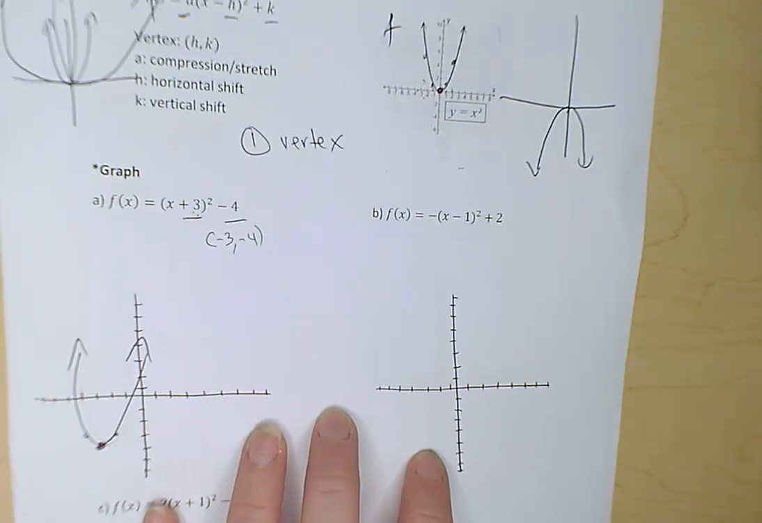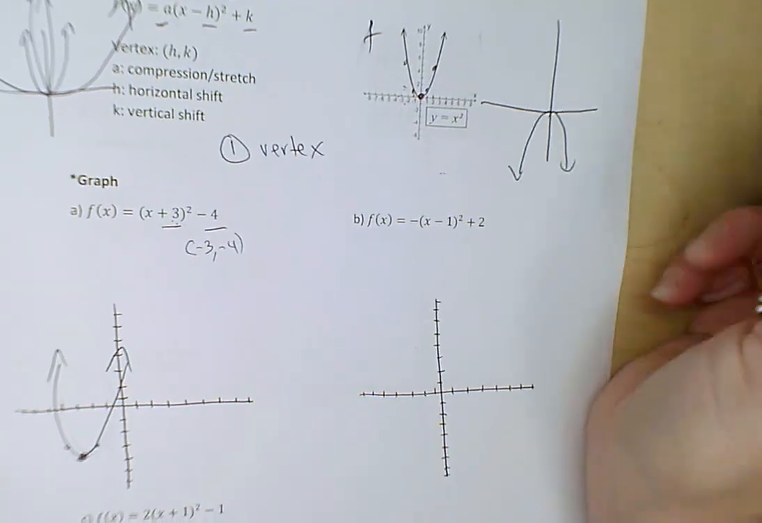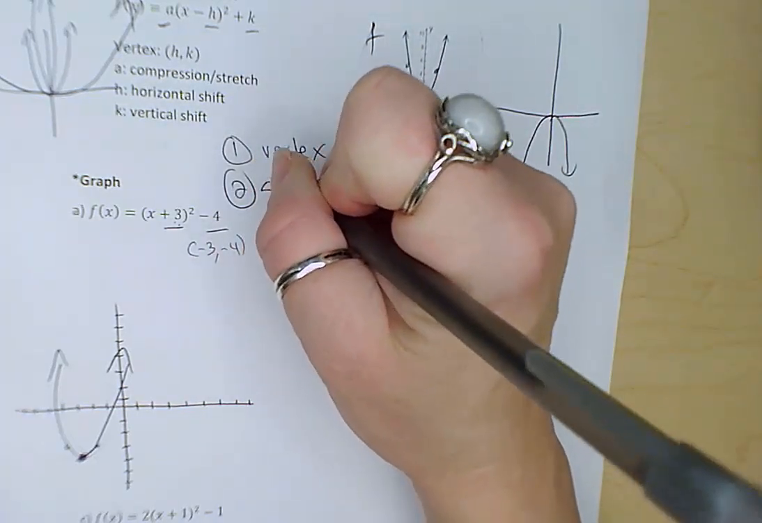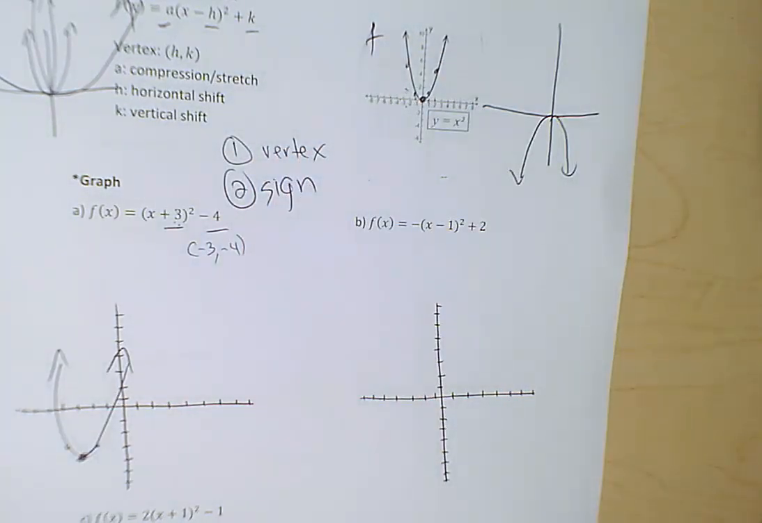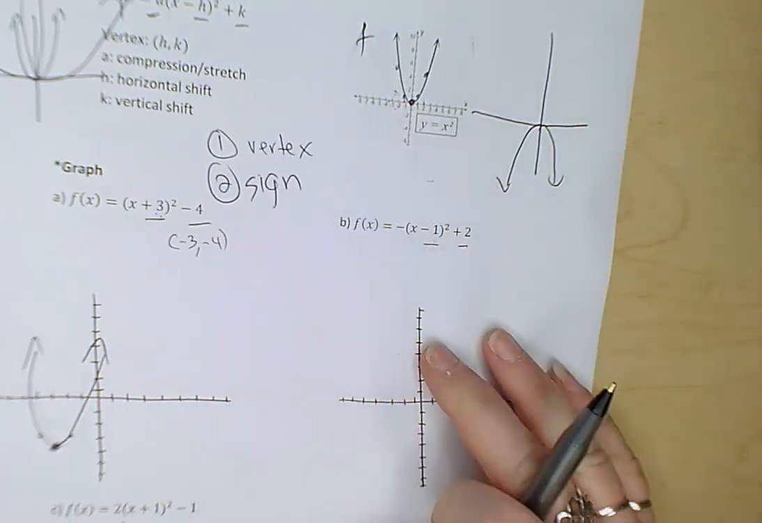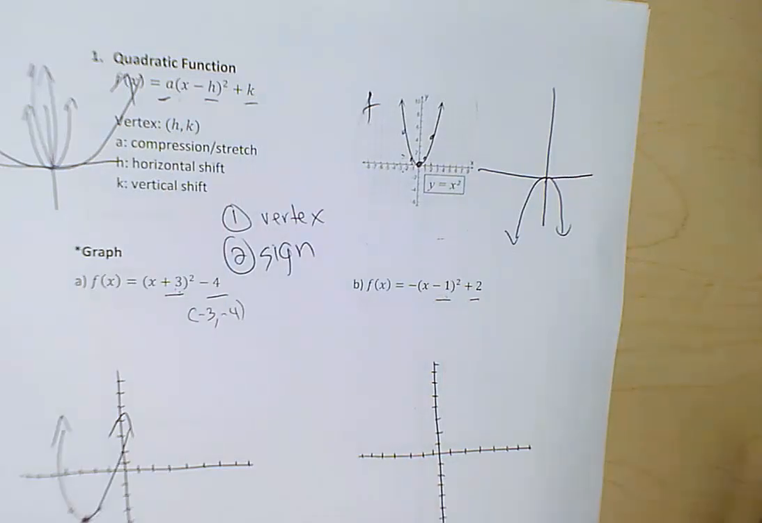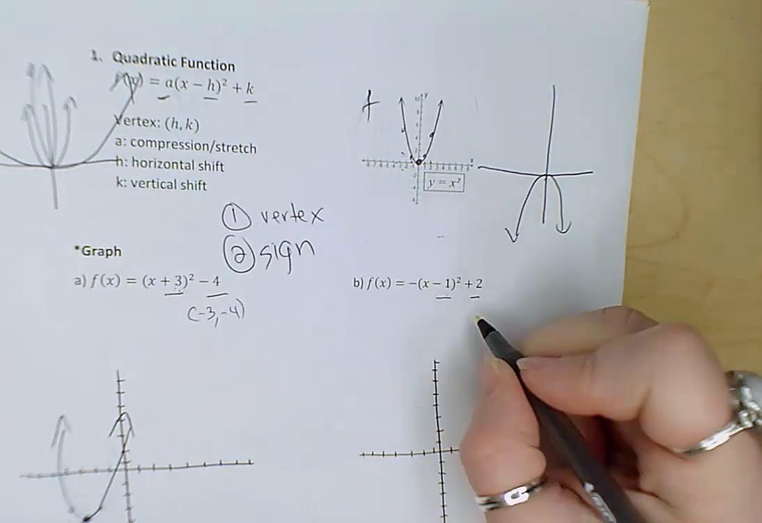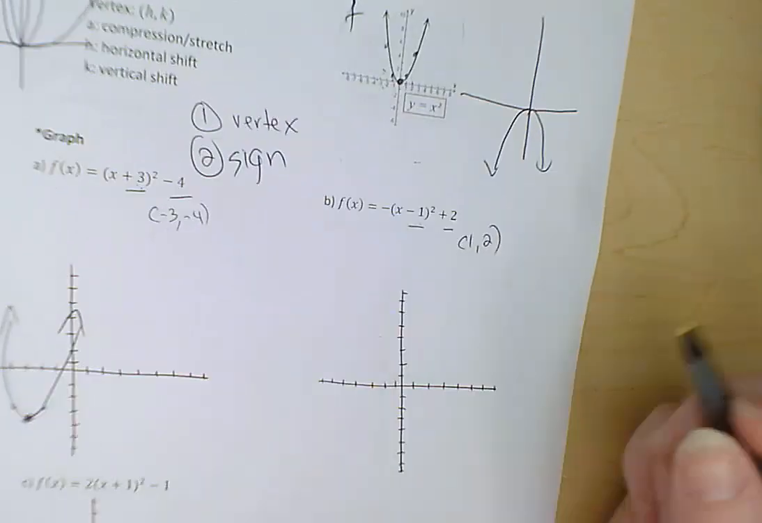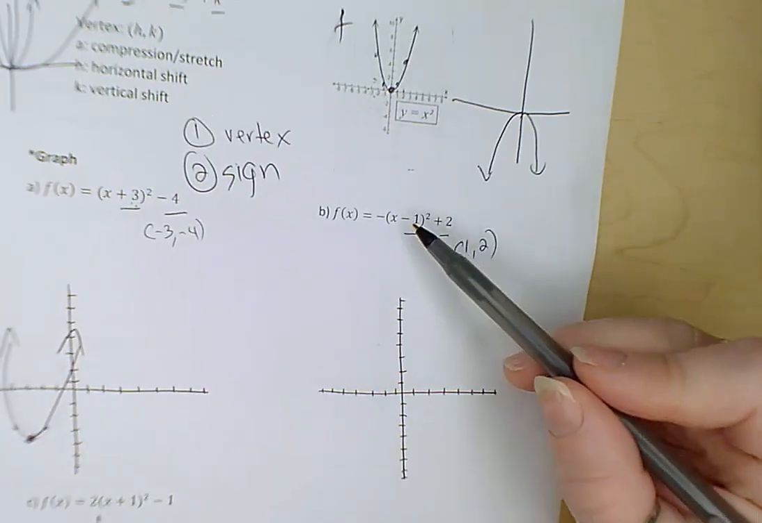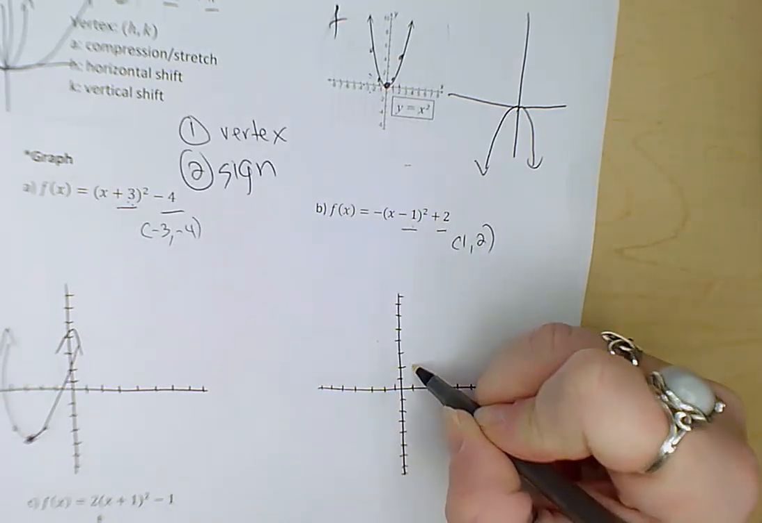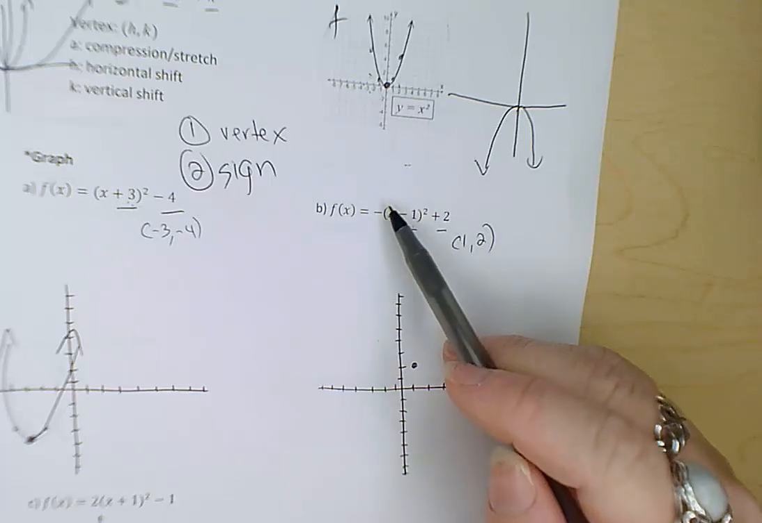Jumping right into example B. If we take a look at example B, you want to plot your vertex first. The second thing we wanted to look at is our sign, look at a. So let's plot our vertex. For this one, again, h, k, pull that exactly from your equation. Opposite of the inside would be a +1. Same number on the outside would be a +2. So our vertex here is +1, +2. So we're going to go over 1, up 2.